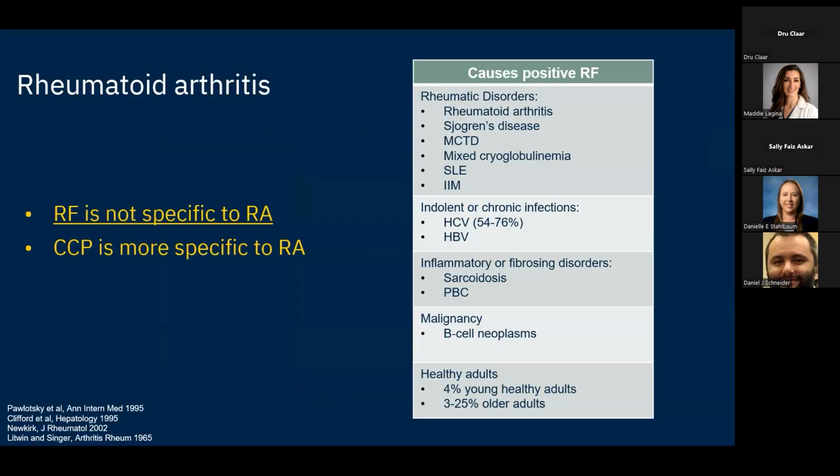And then just a couple helpful hints with other antibodies. Just a reminder, rheumatoid factor is also not specific for rheumatoid arthritis. We have this whole list of things that can cause a positive rheumatoid factor. CCP is much more specific. Just for awareness, we're happy to see these patients who flag as positive, but rheumatoid factor we can see in healthy adults, and also chronic infections.